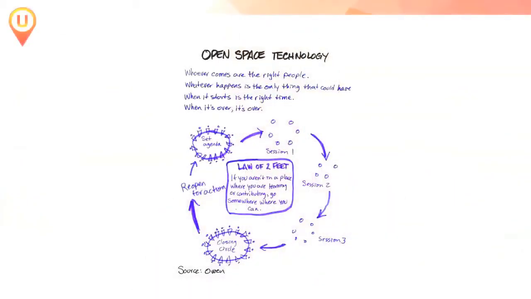So we've got the law of two feet, and then we've got four principles which help to create the culture that day of self-organization and effective collaboration. The first is, whoever comes are the right people. That's however many people show up to your workshop, because you've said to them, go to the place where you're most passionate about, so that's the right number of people. Don't worry whether it's two or twenty. It's not relevant. Those are the right people to be there.